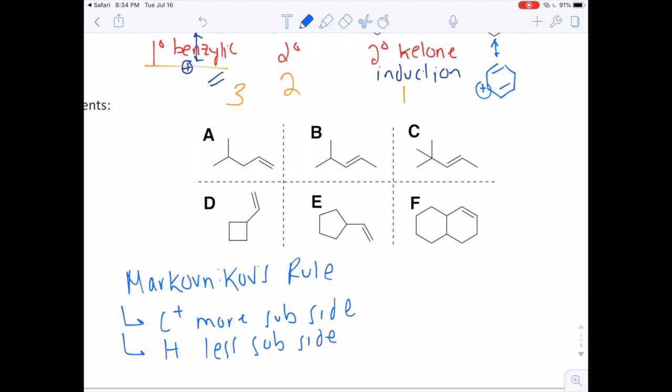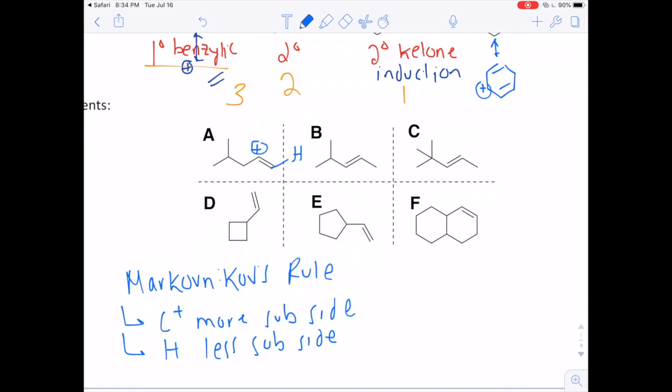Okay, so that's Markovnikov's Rule. Let's imagine that we're subjecting all of these molecules, A through F, to a hydrogen halide, like HBr. What happens, remember, we'll see the mechanism in a second, is that the hydrogen is going to add to the less substituted side, so something over here, and we're going to generate a carbocation on the more substituted side. So, we can keep doing that.